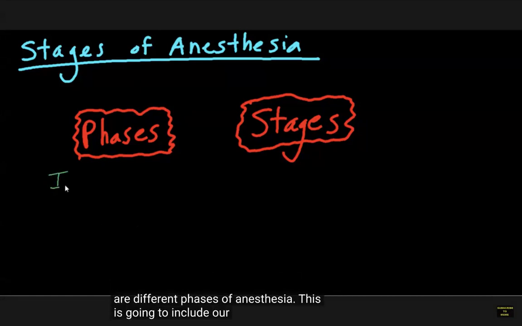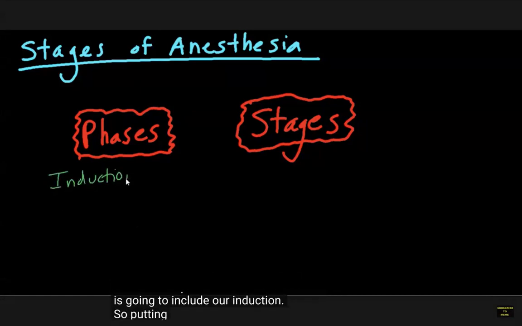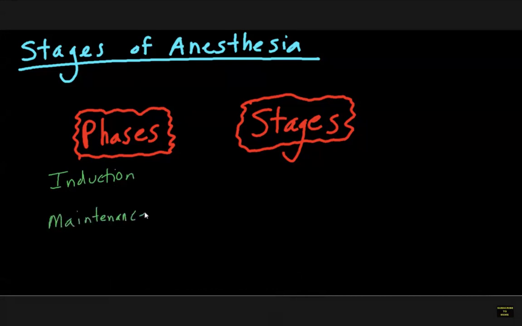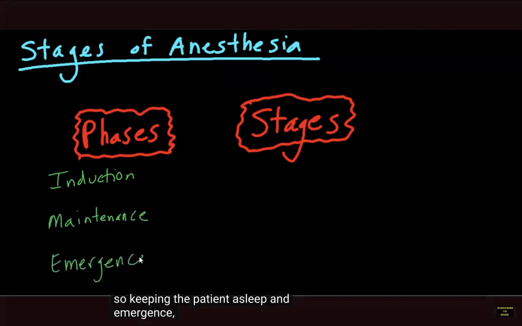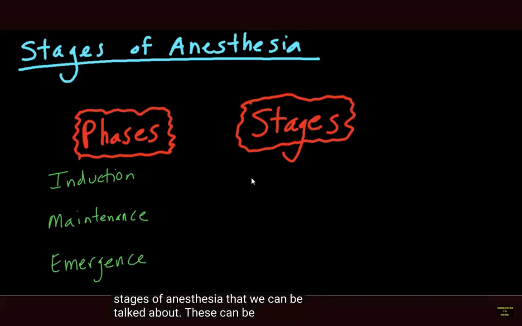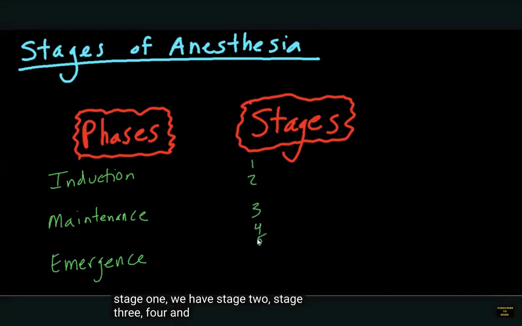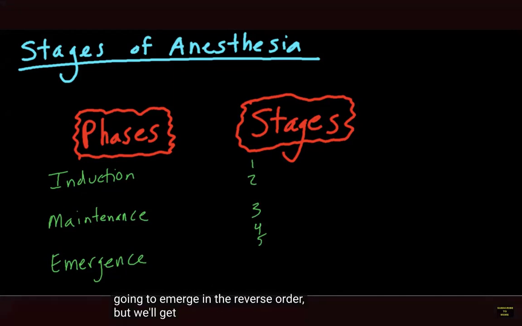This is going to include our induction, so putting the patient to sleep, maintenance, so keeping the patient asleep, and emergence, which is going to be waking the patient up after anesthesia. So this is going to be our phases. Now there's different stages of anesthesia that we can be talked about. These can be superimposed upon our different stages. So we have stage 1, we have stage 2, stage 3, 4, and 5, and then we're going to emerge in the reverse order, but we'll get to that later.